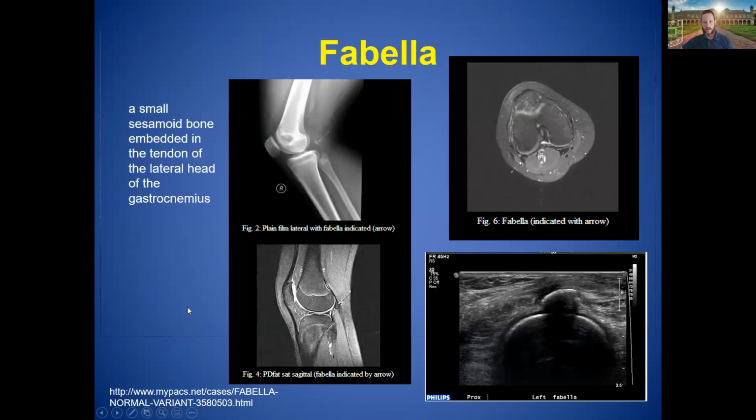It's worth mentioning a commonly encountered bone at the popliteal fossa called the fabella. The fabella is a small sesamoid bone which is embedded in the tendon of the lateral head of the gastrocnemius. You can see it just here. And then here it's demonstrated in the sagittal plane. You're looking at the lateral condyle of the femur here, and what you'll see is just this calcified structure that overlies the lateral condyle of the femur.